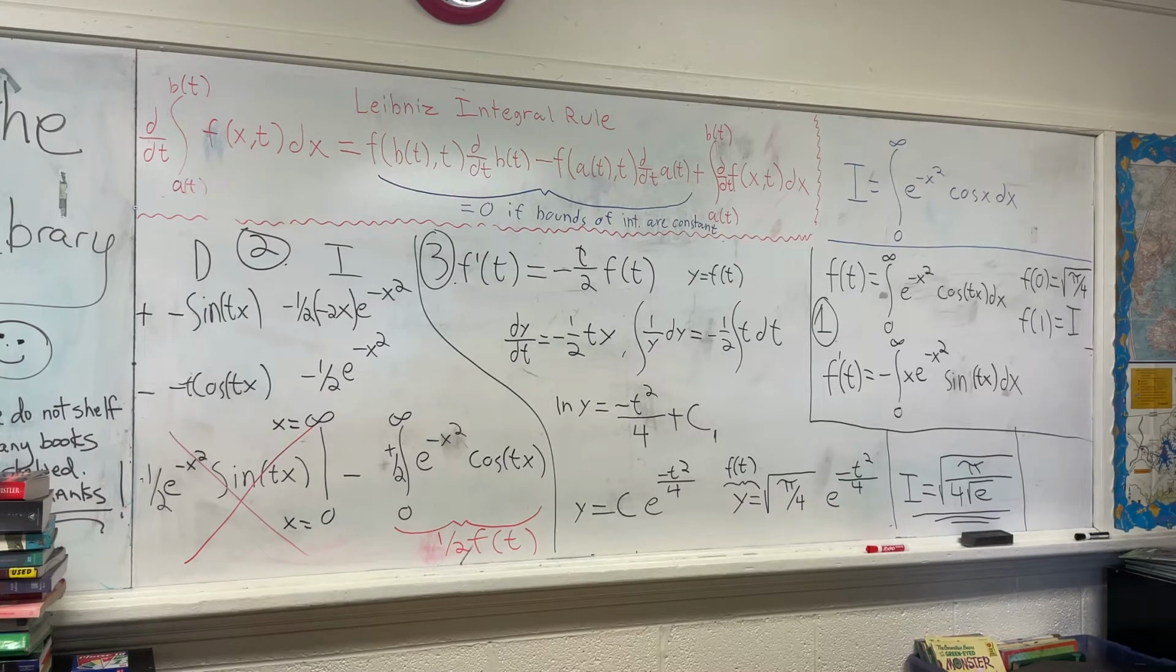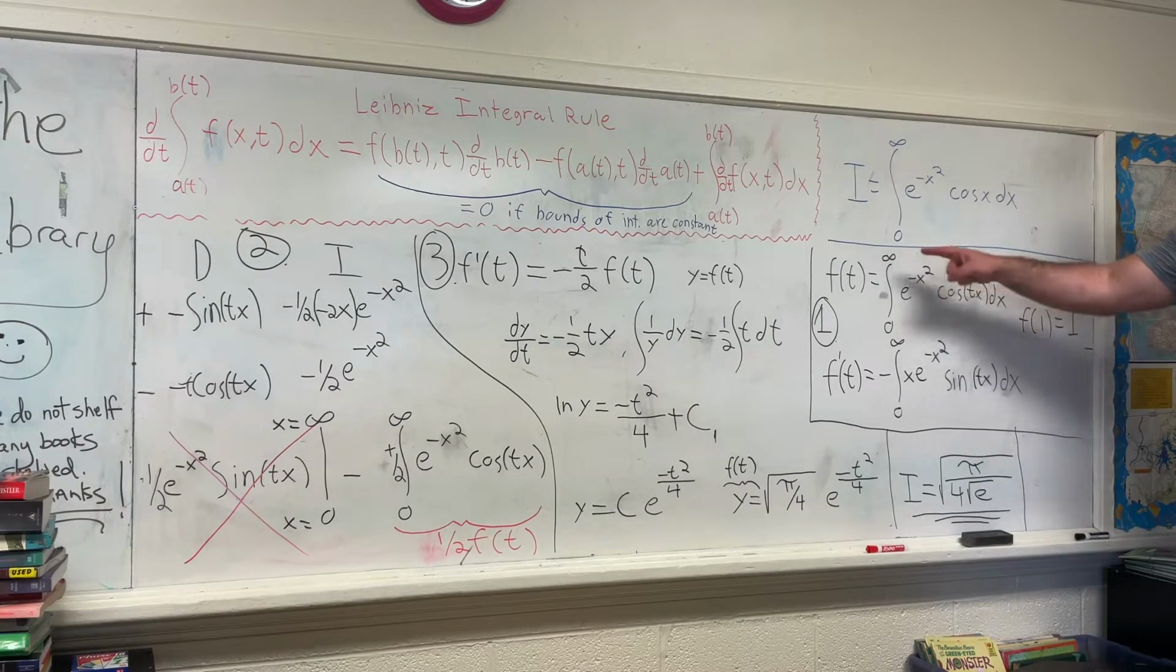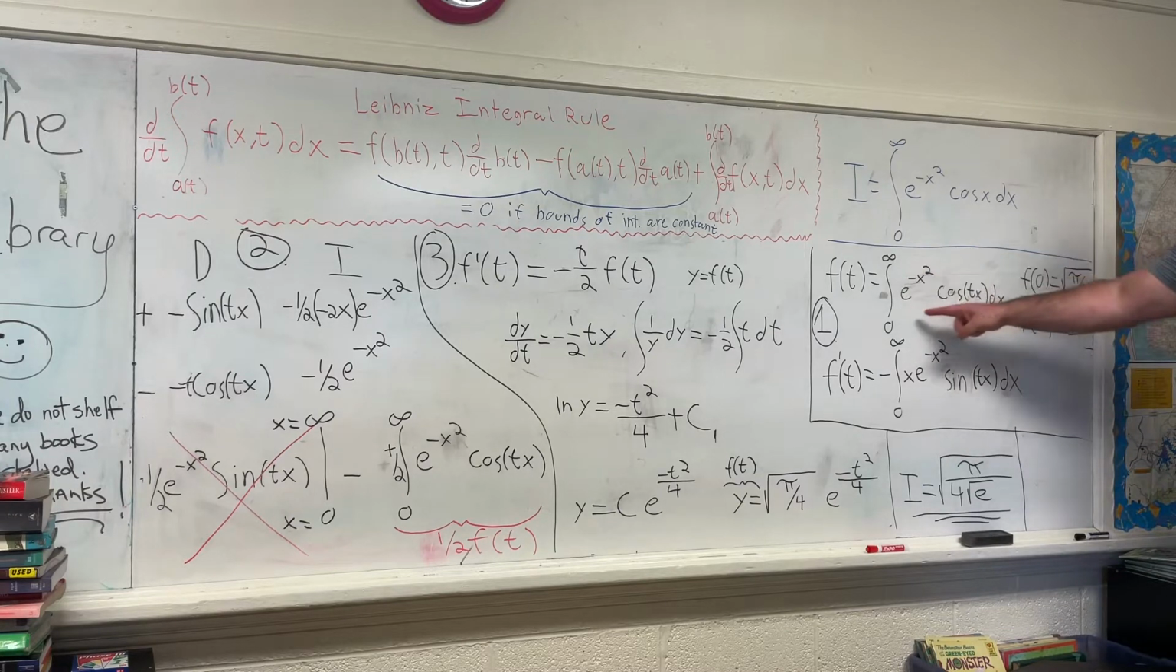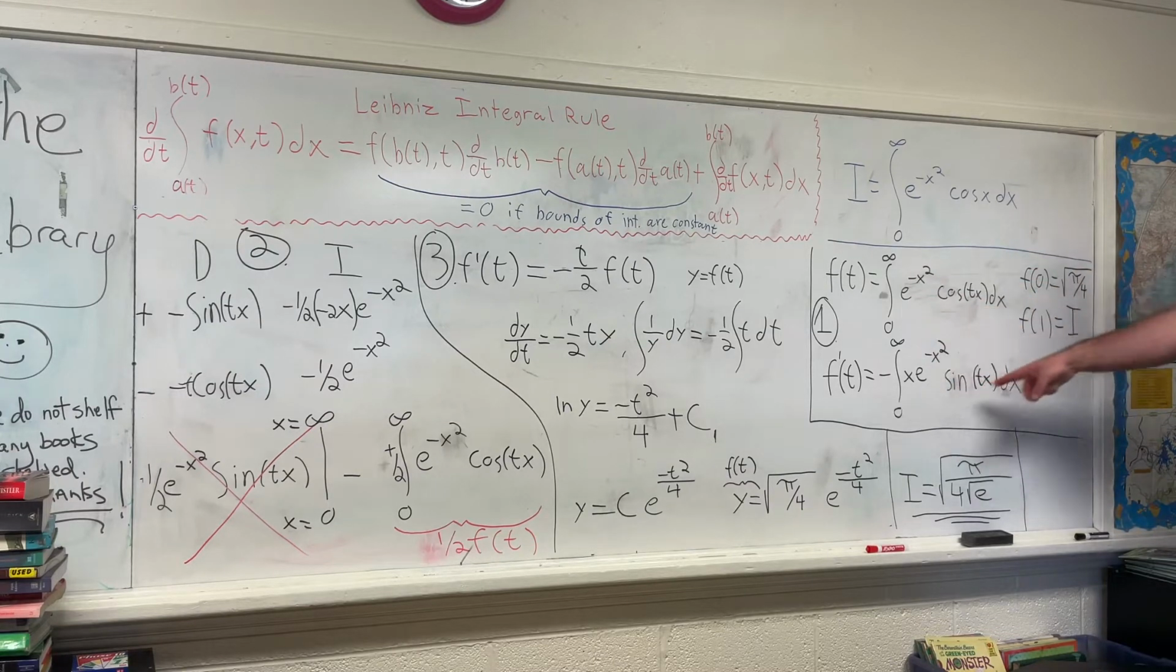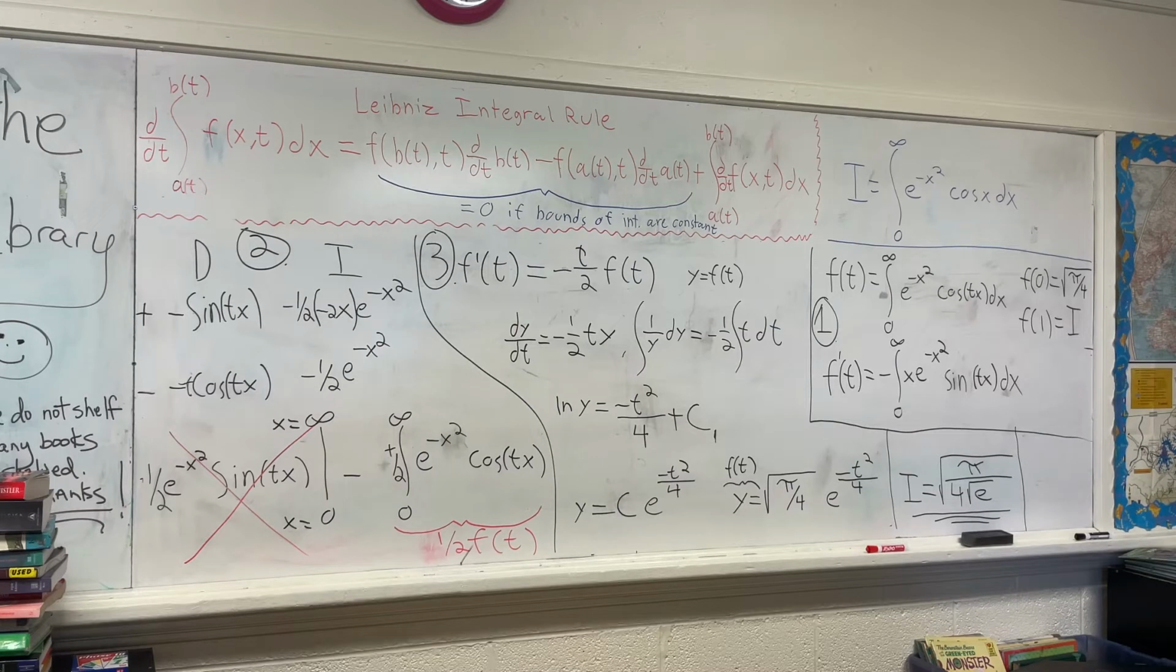Using the Leibniz rule, we know that f prime of t will be equal to the integral from 0 to infinity of the derivative with respect to t of the integrand. And that's written right there. So we have f prime of t is equal to negative integral 0 to infinity of x e to the negative x squared sine tx dx.